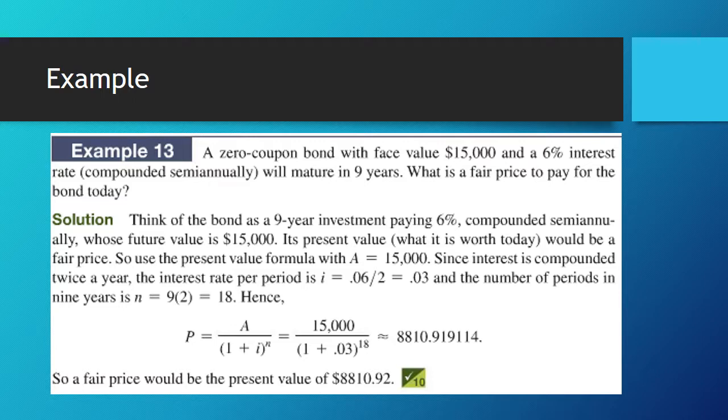And we're raising that to the 18th power. Again, why? Well, it's being compounded twice a year for 9 years. 2 times 9 is 18. There are 18 compounding periods. When you put all of that into your calculator, you get $8,810.92. So you would expect to pay $8,810.92 and receive $15,000 from that in 9 years.